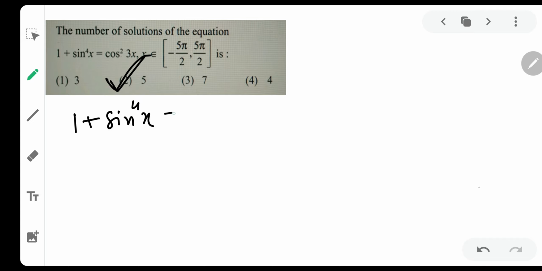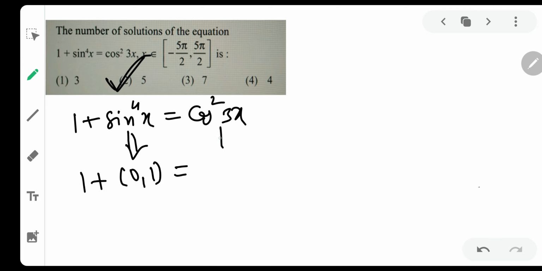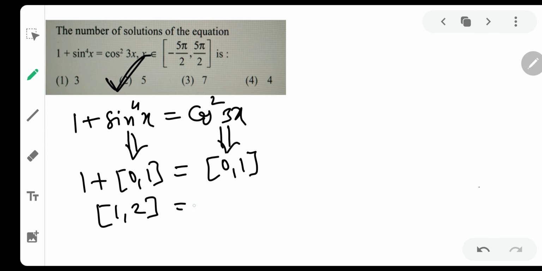1 plus sine raised to 4x is equal to cos square 3x. The range of sin raised to 4x is from 0 to 1, 1 plus 0 to 1, and the range of cos square 3x is also from 0 to 1. Okay, but 0 and 1 both are inclusive, so it is 0 to 1 and this is also 0 to 1. Now adding 1, it will range from 1 to 2, and the right hand side is ranging from 0 to 1.